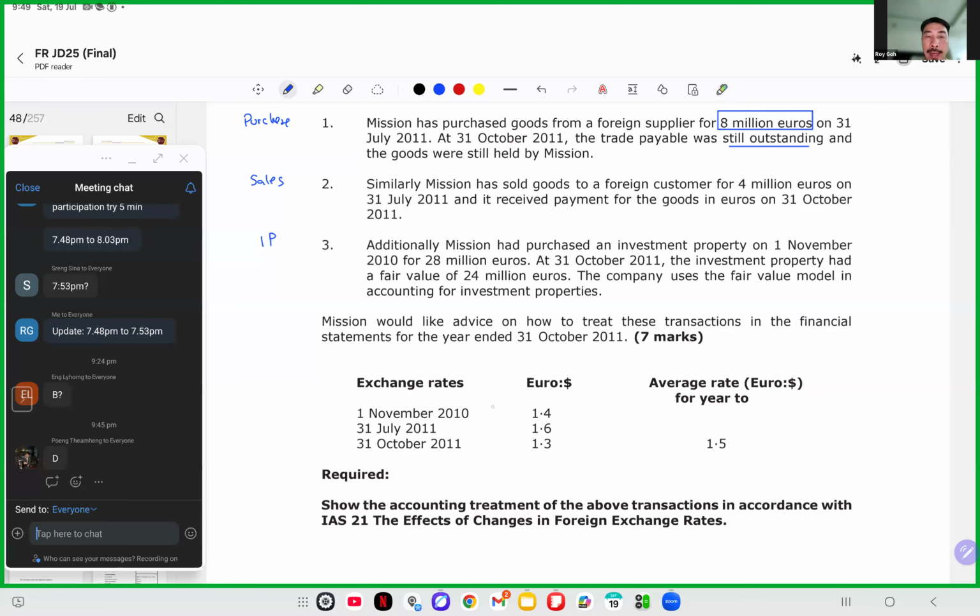When you buy in July, this is called the spot rate. This is called your closing rate. So 8 million when you buy is at 1.6. Still outstanding, 8 million still owing at 1.3.